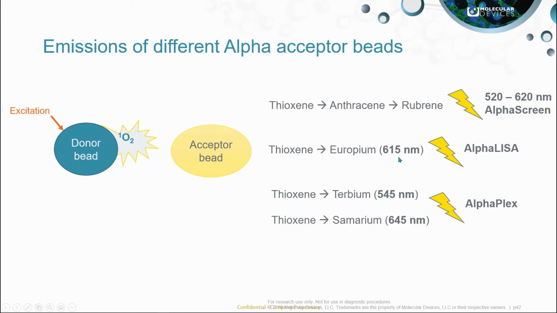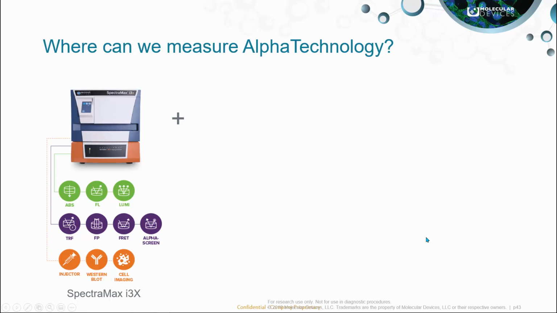For example, for AlphaScreen, the signal is from 520 to 620 nanometers. For AlphaLISA, at 650 nanometers due to europium, and finally for AlphaPlex, at 545 and 645 nanometers due to terbium and samarium.